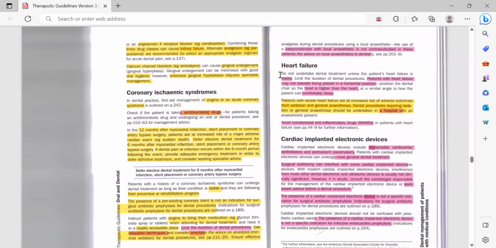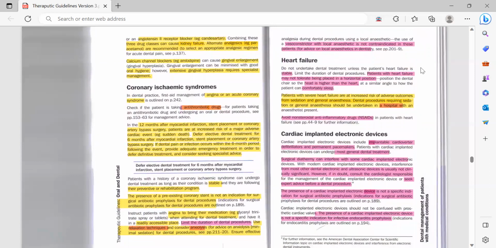Then the patient with heart failure: do not undertake any dental treatment unless the patient is stable.